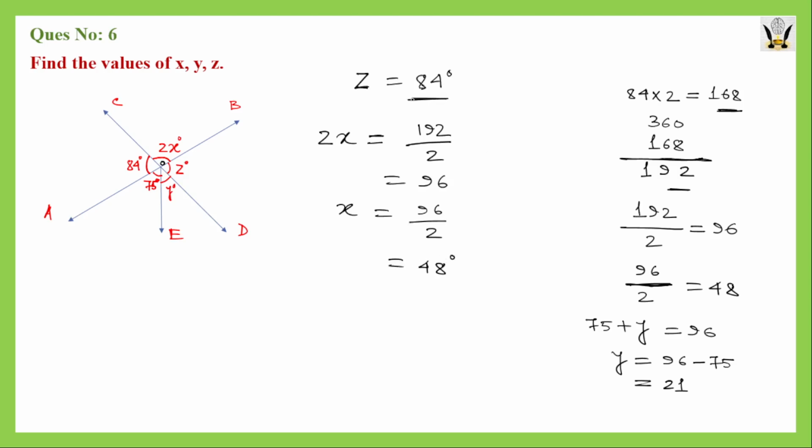So the measure of this angle z is 84, and the value of x is 48 degrees. Now 75 plus y, that angle will also be 192 divided by 2, 96. So that angle will also be vertically opposite to this 2x, so that is 96 degrees. That means y will be 96 minus 75, so the measure of that angle will be 21 degrees. So these are the values of x, y, z.